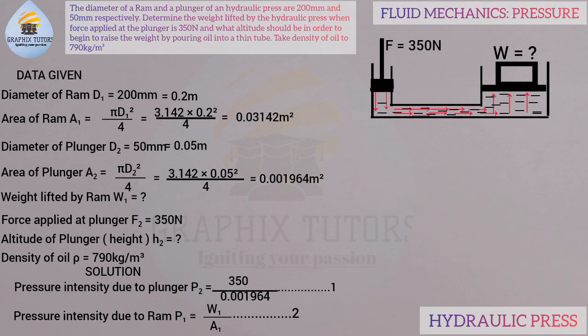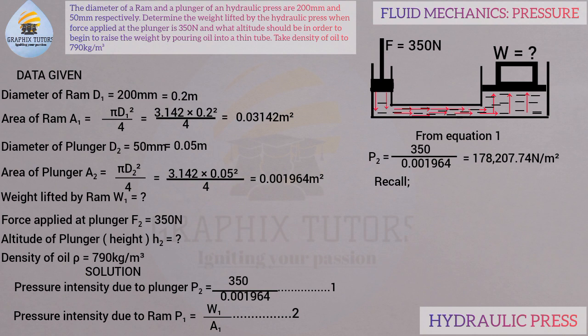So from here now, let me stick to my equation 1. Sticking to equation 1, we're told that the pressure intensity P2 is equals to the force all over what? The area, right? I know the force at the plunger is 350, all over the area of the plunger is 0.001964, and this will give us 178,207.74 Newton per meter square. Is that taken? Now we'll move further.